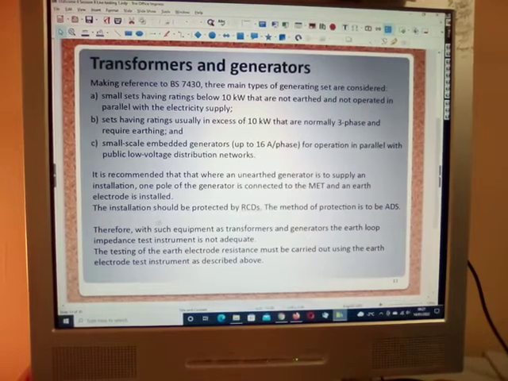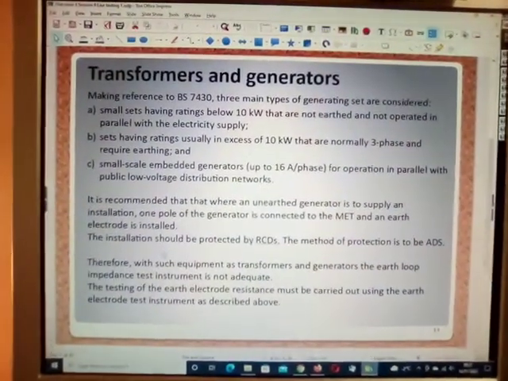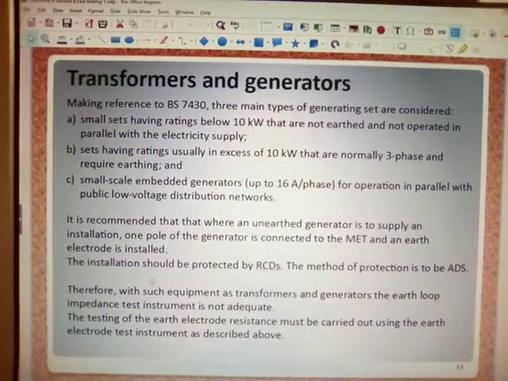And again here you look at the same criteria in regards to earthing for transformers and generators. Here you can read this for yourselves. I will not be reading this out to you.